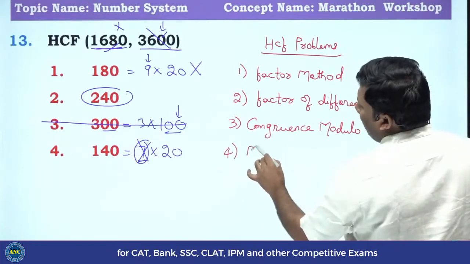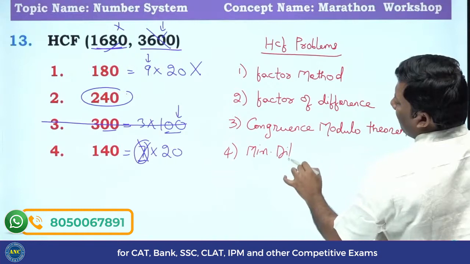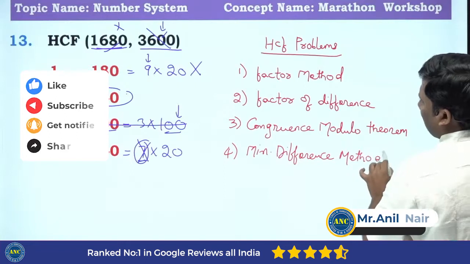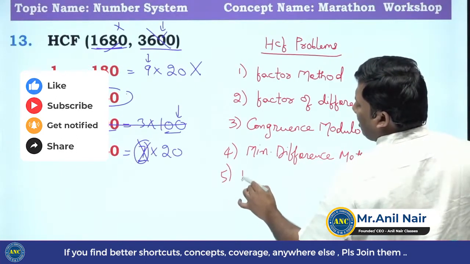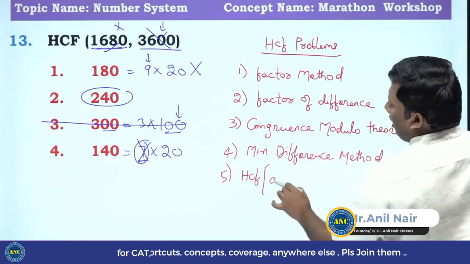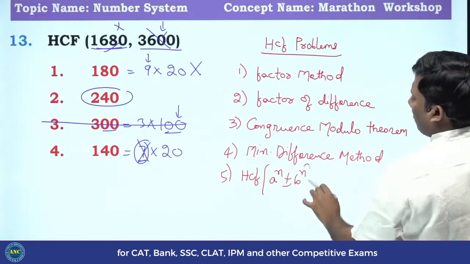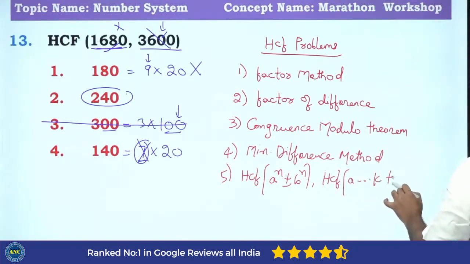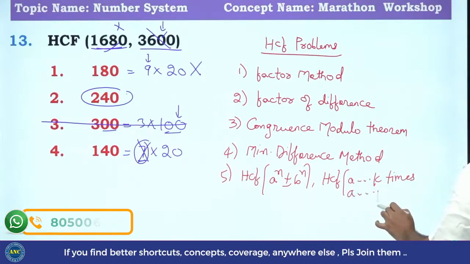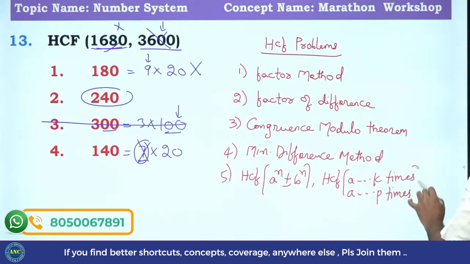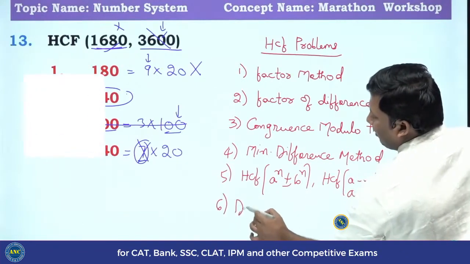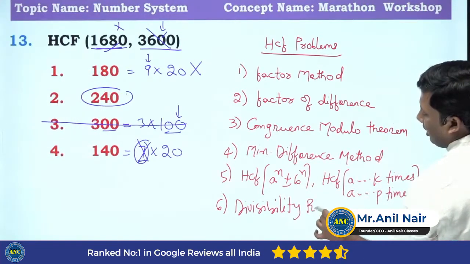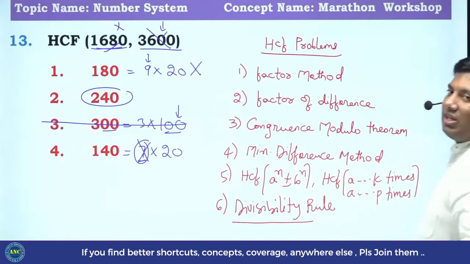Next is the minimum difference method. Then the fifth one is HCF of A power n plus or minus B power n model, HCF of A written K times, A written P times. And the next one is divisibility rules usage in HCF. These are the 6 ways to solve HCF based problems.